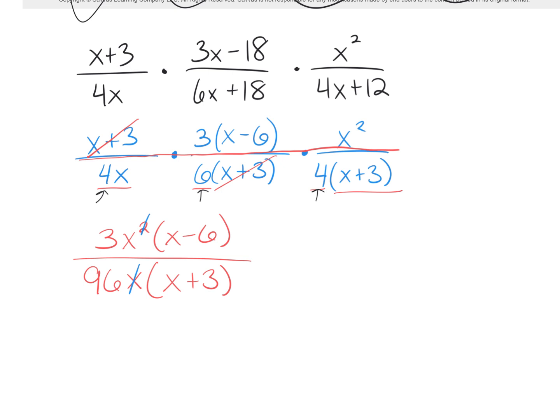There is one more thing. The 3 and the 96. The whole number is out in front, right? 3 goes into both of those. How many times does 3 go into 3? 1. How many times does 3 go into 96? 32. So now let's rewrite what we have left.